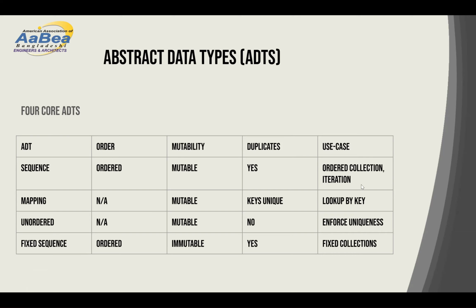For sequence, you would have an ordered collection or an iteration. Mapping, that's more so like looking things up with a key. So maps essentially have key and value pairs. And we'll go over how they work in Python later, but that's important to note for now. It's like you map a key to a certain value. And yeah, so that's a quick overview of abstract data types.